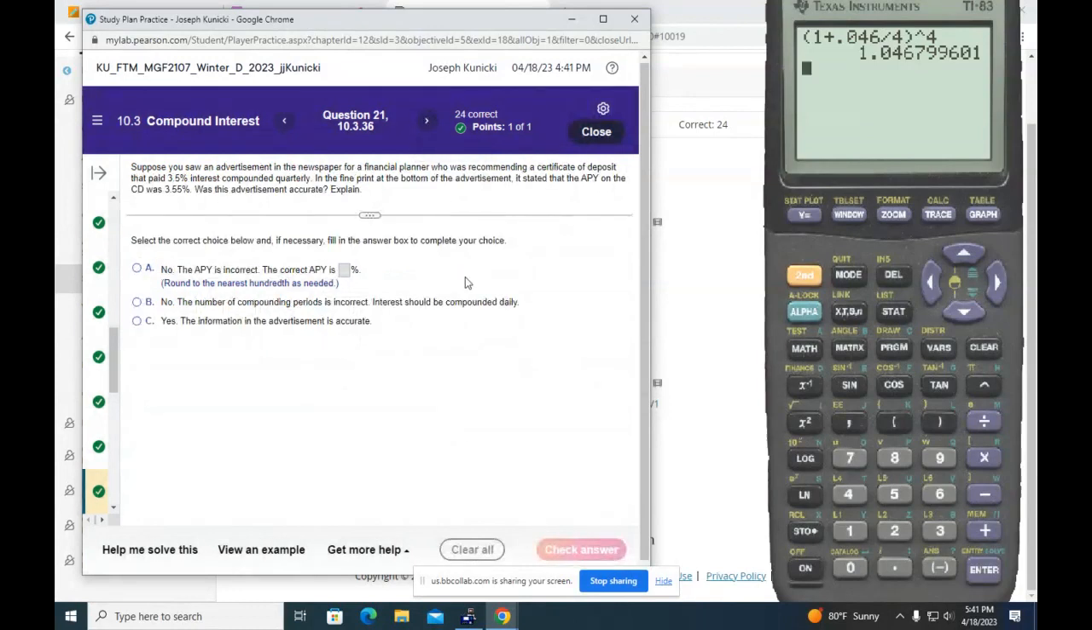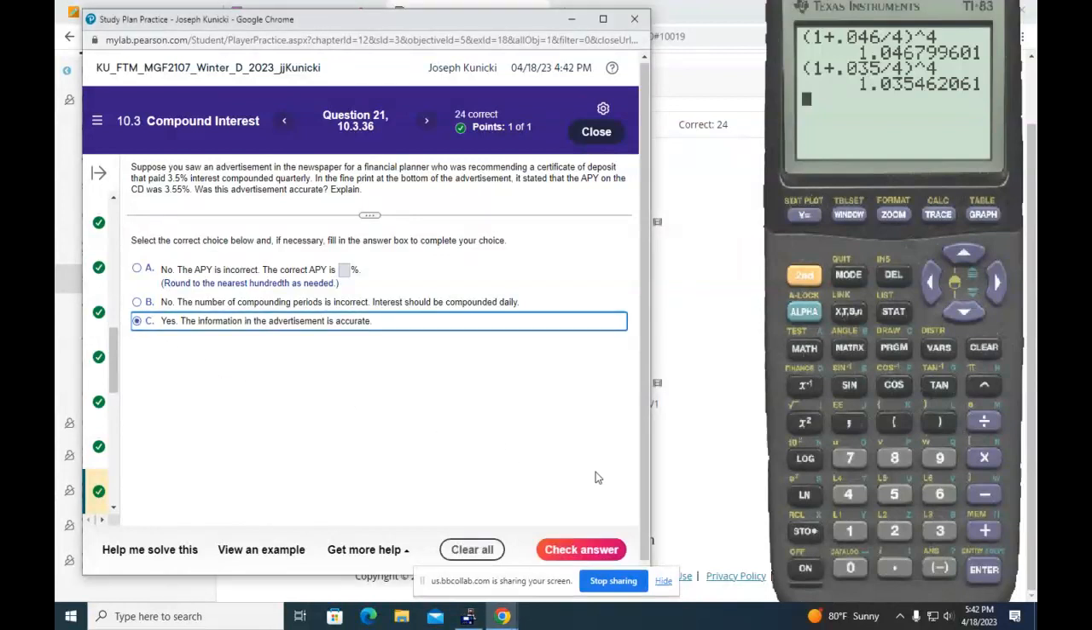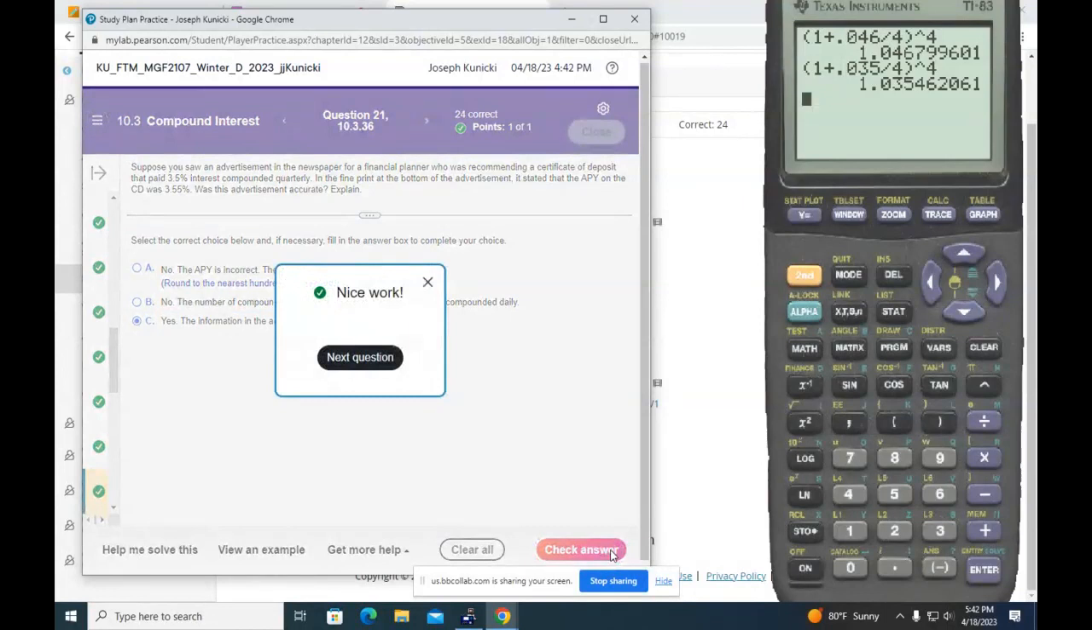see, that was 36. Suppose you saw an advertisement for a newspaper for a financial planner is recommending a certificate of deposit that pays 3.5% compounded quarterly. In the fine print at the bottom of the advertisement, it stated that the APY on the CD was 3.55. Was the advertisement accurate? So it's the same kind of question. So once again, I just do $1 at 3.5% compounded quarterly, which is 4 compoundings, and I get 3.55. So it's accurate. This one's good.